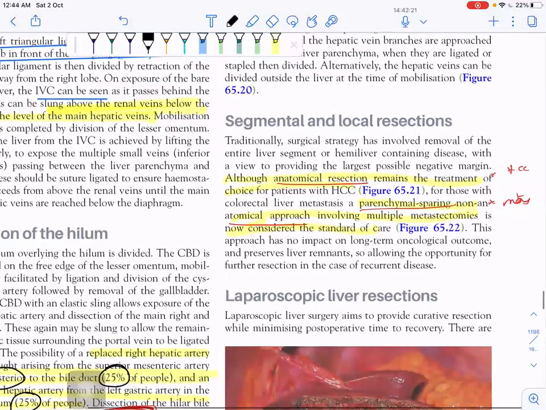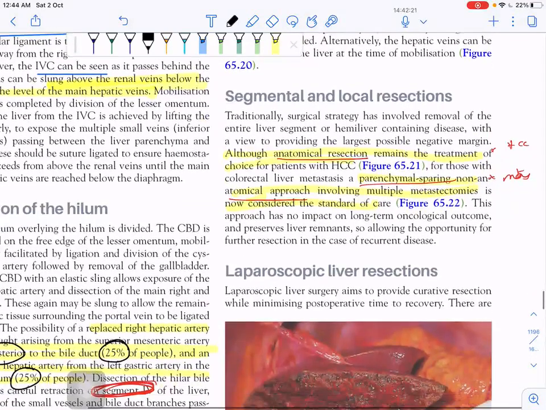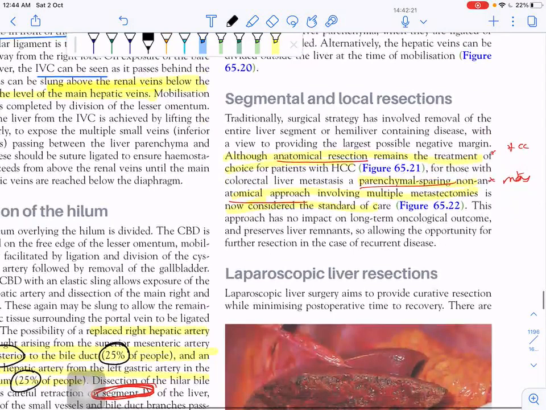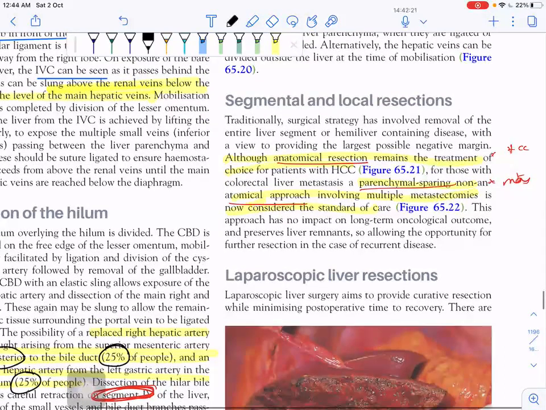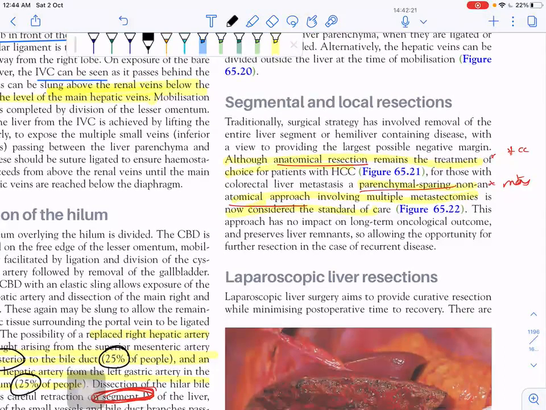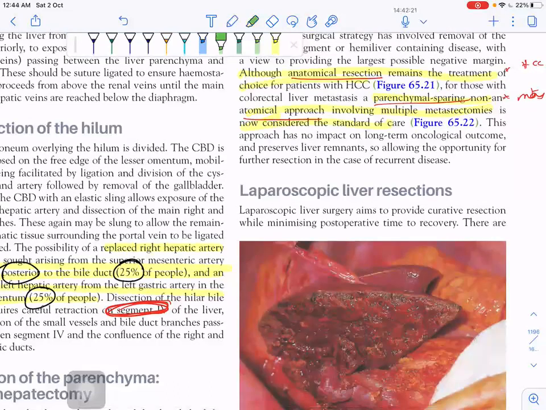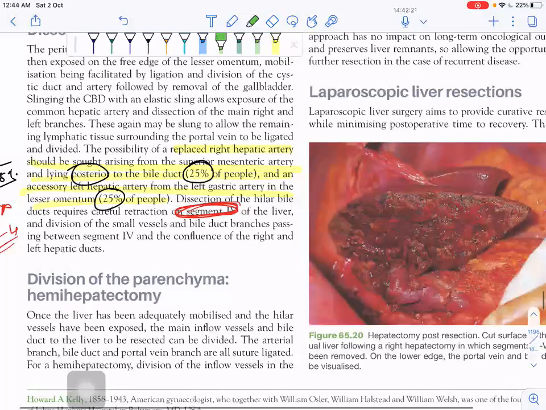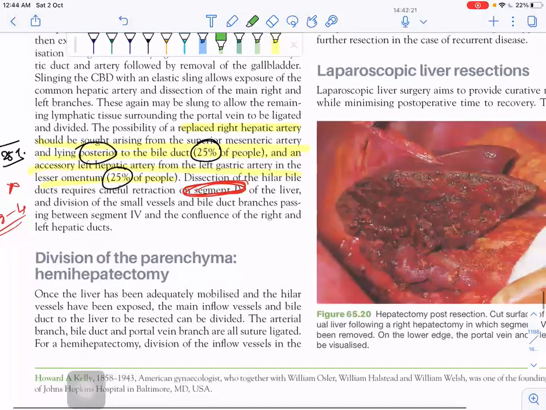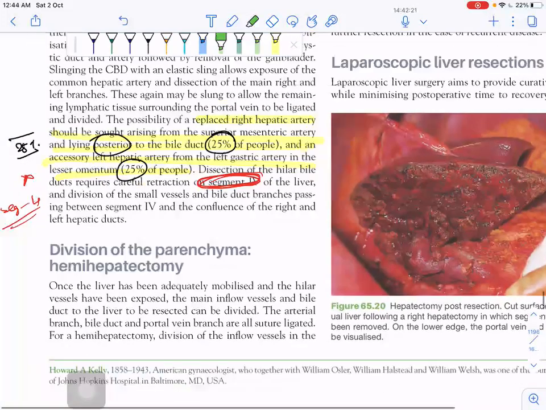So segmental and local resections. Although anatomical resection remains the treatment of choice for patients with HCC, for those with colorectal metastasis, a parenchymal sparing surgery, a non-anatomical approach involving multiple metastasectomies, is now considered the standard of care. So the parenchymal sparing non-anatomical approach is the standard of care. Now, laparoscopic liver resection: these are the diagrams you need to see, page number 1171.